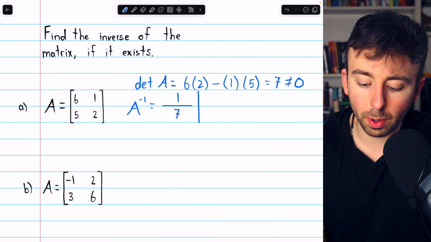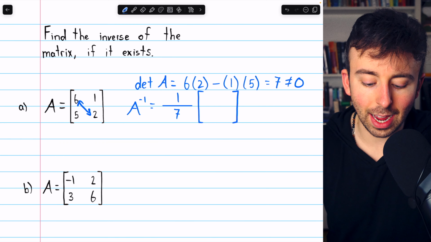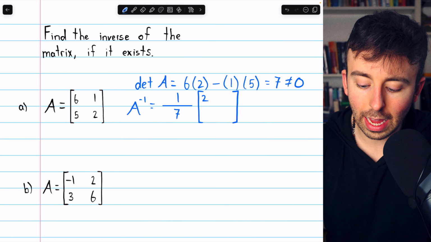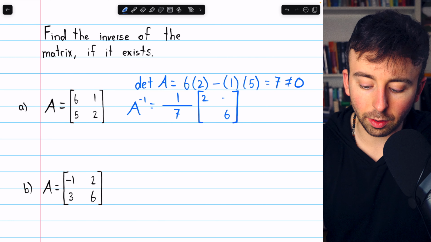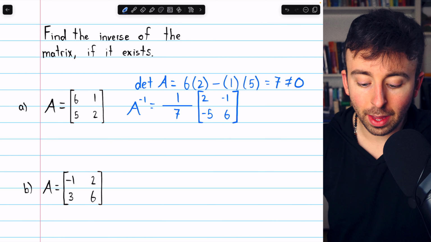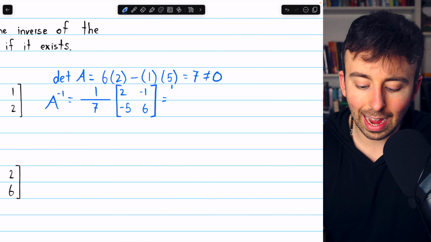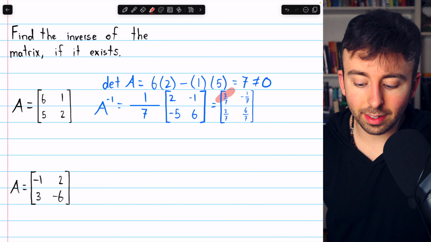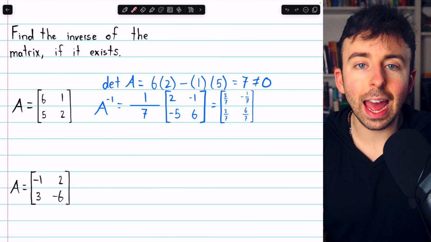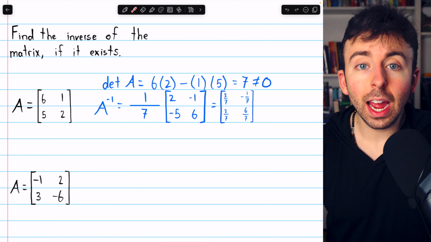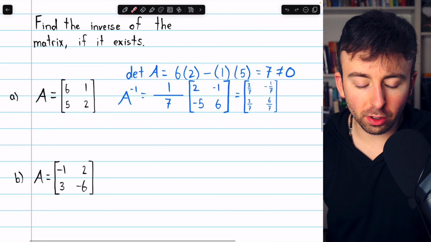And then we have to multiply this by, we take matrix A and then just flip the diagonal, so it becomes 2 and 6, and then negate along that counter diagonal, so -1 and -5. This is A inverse. We can go ahead and multiply the scalar through the matrix just to get our nice final answer. So there is our final answer. You could go ahead and multiply this A inverse by A to verify you get the identity, and then do it in the other order as well. I'll leave that to you if you want to try. Let's move on then to problem B.